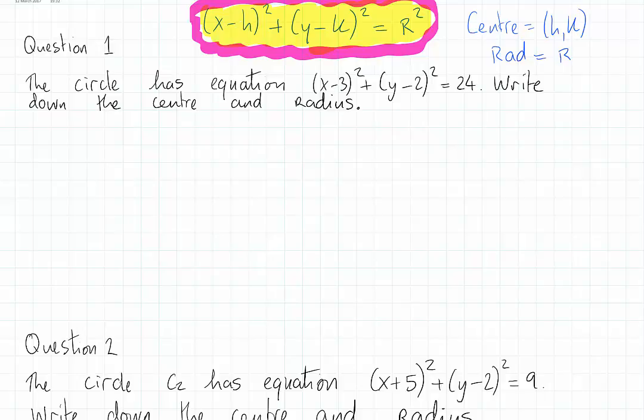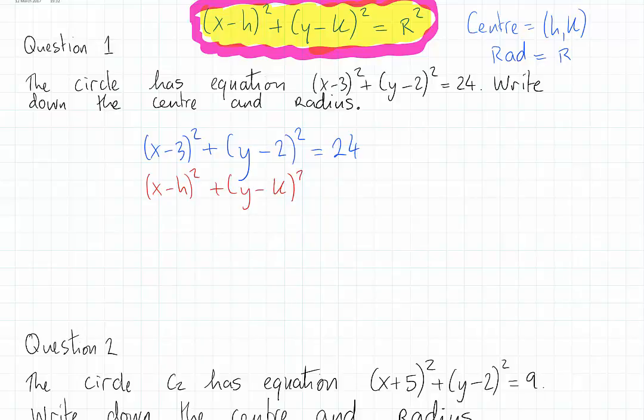So if we look at question 1 here, the circle has the equation (x minus 3) squared plus (y minus 2) squared is equal to 24. Now if we compare that to our standard form equation, which you can find in your maths log tables, and equate, you will see here that minus h is equal to minus 3, minus k is equal to minus 2, and r squared is equal to 24.